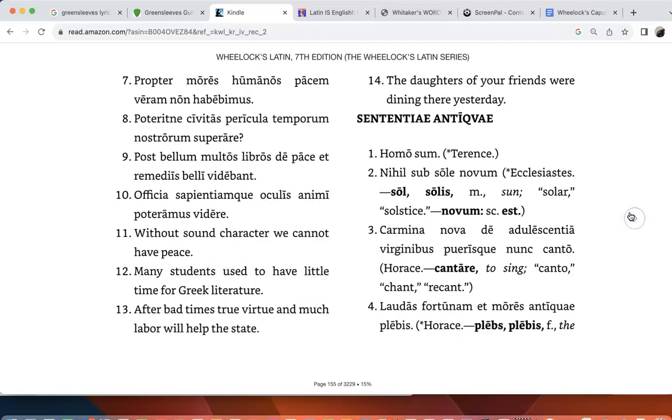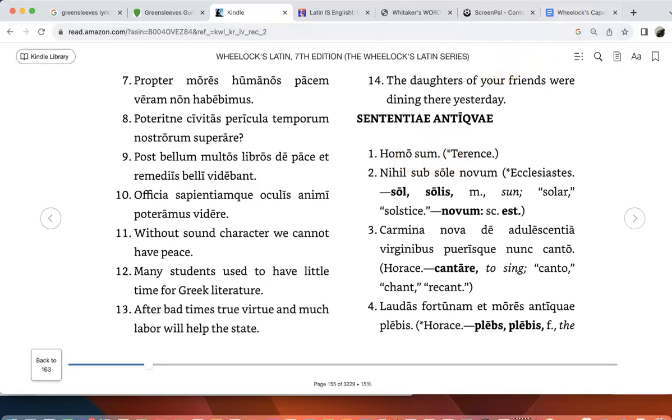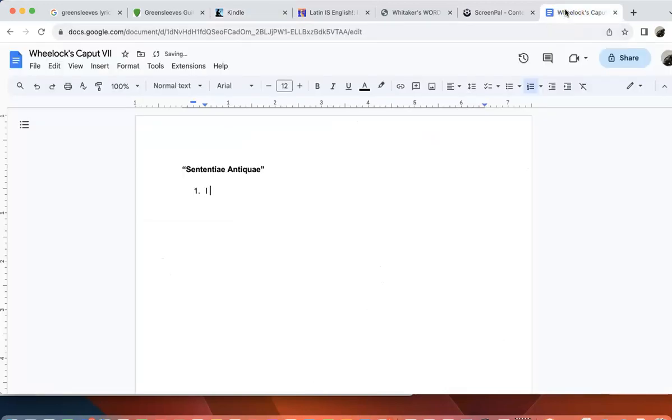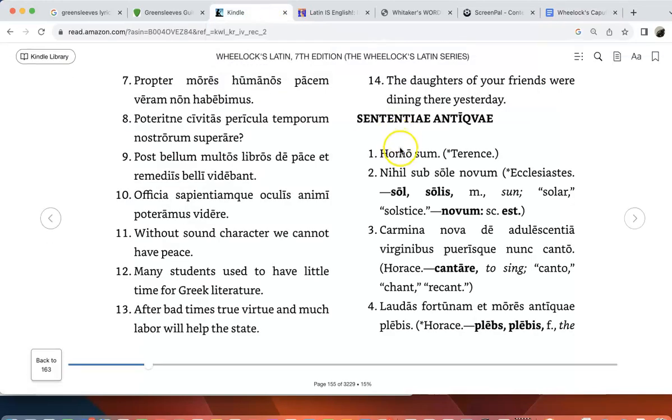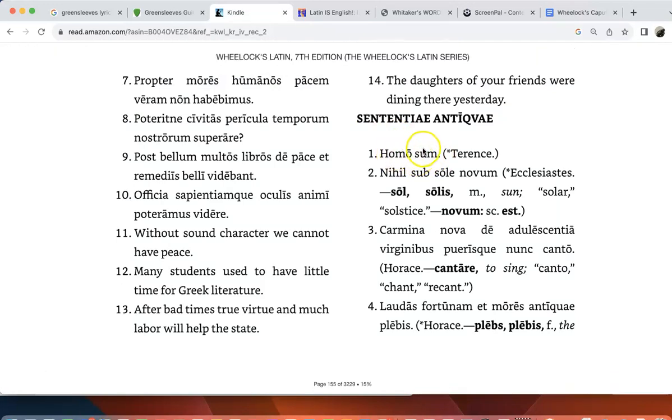All right, so let's take a look at the Sententiae Antiquae. Here we have Terence, somewhat of a comic writer. Again, we don't have the context here, but these are all based on classical sources. So homo sum, I am human. So that one's pretty straightforward. This actually is from a larger sentence that's pretty famous in Latin literature: homo sum, humani nihil a me alienum puto. I am human, nothing human is foreign to me. Again, it sounds serious, but actually in the context, it's somewhat humorous, focusing on human foibles.